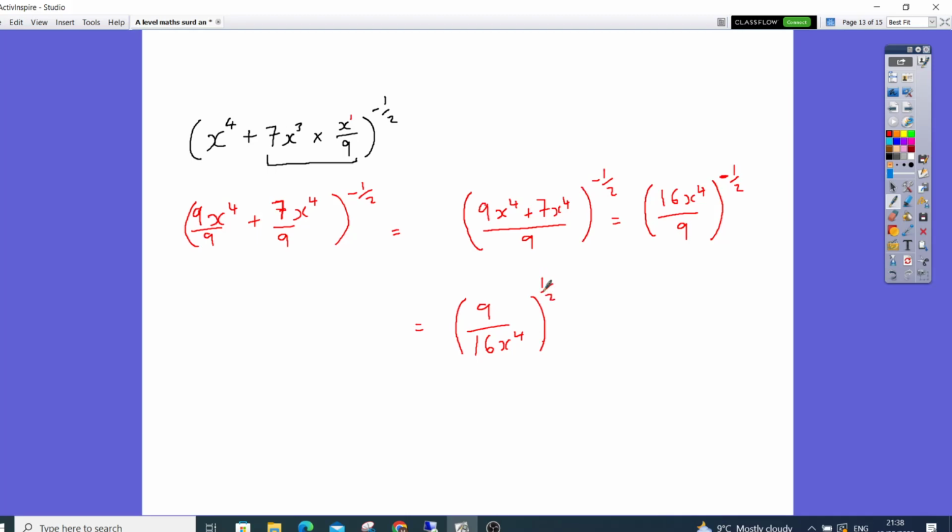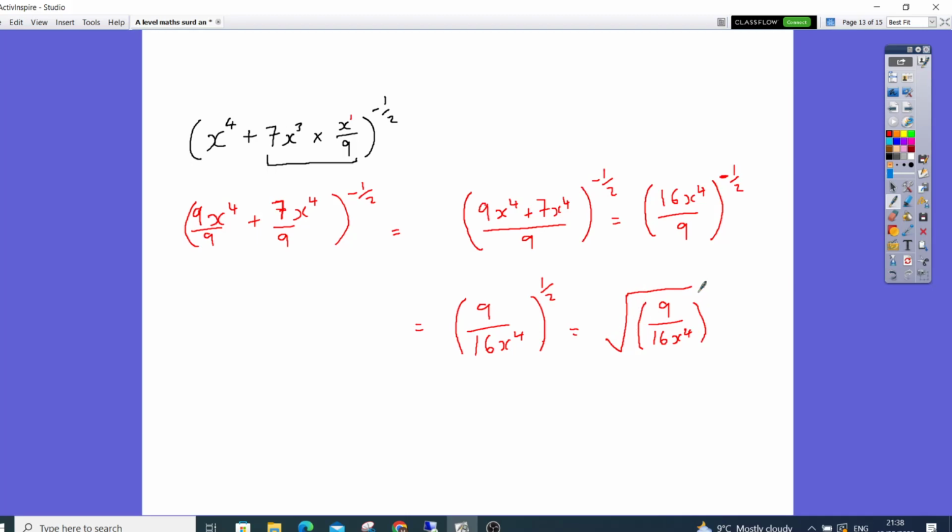Now, that power of a half, you should know, means square root. So it's the square root of all of this inside, 9 over 16x to the power 4.